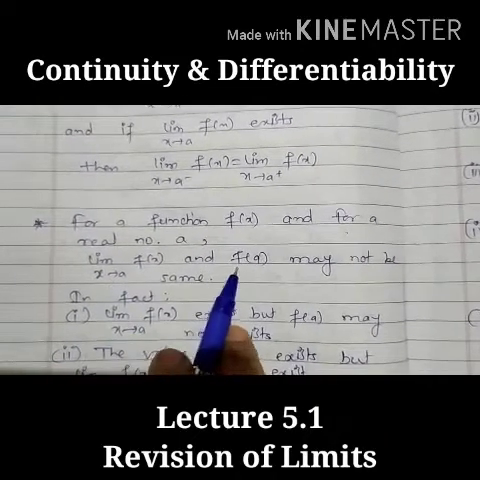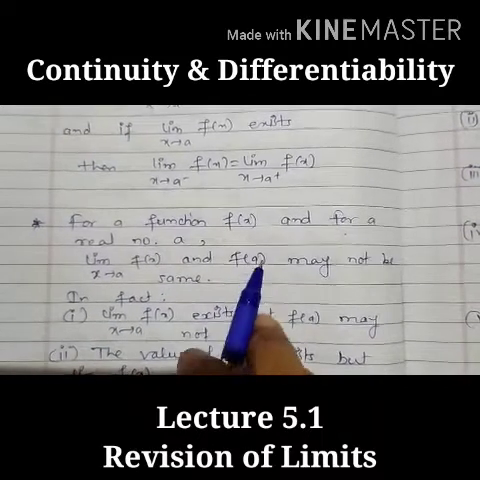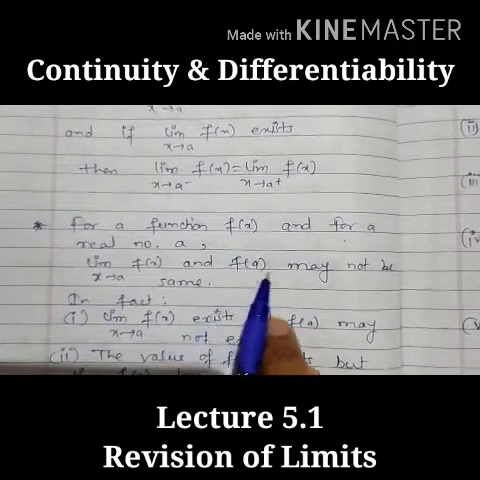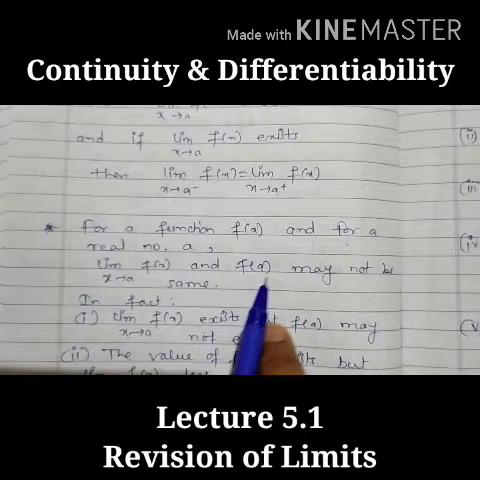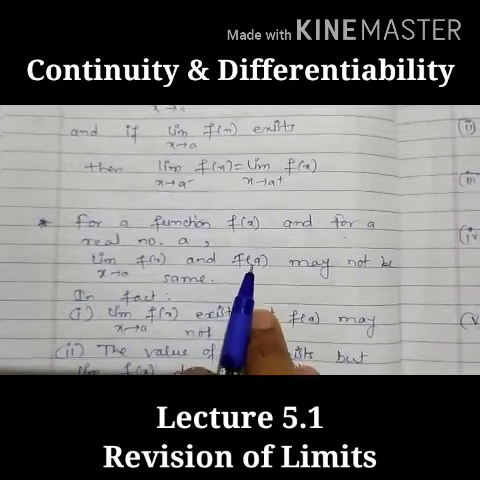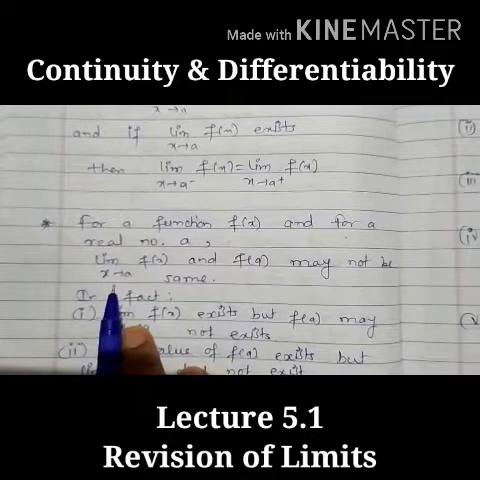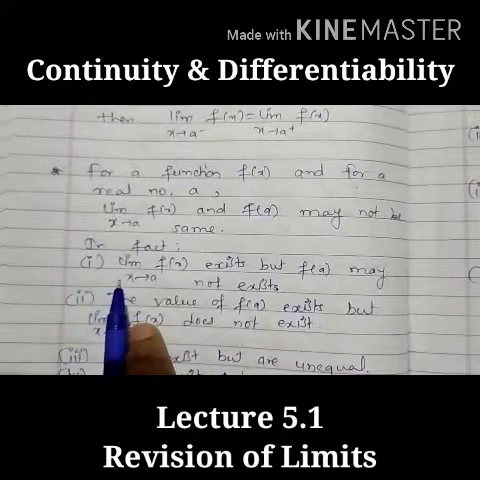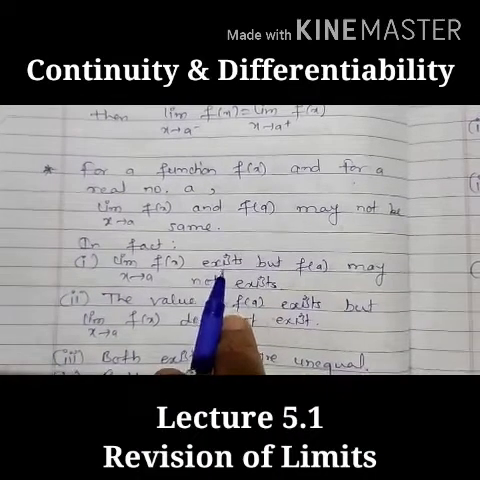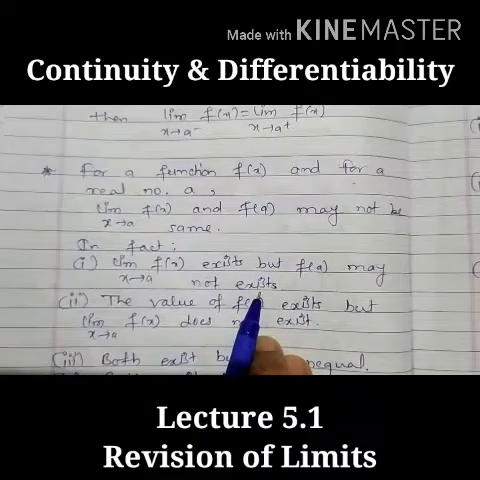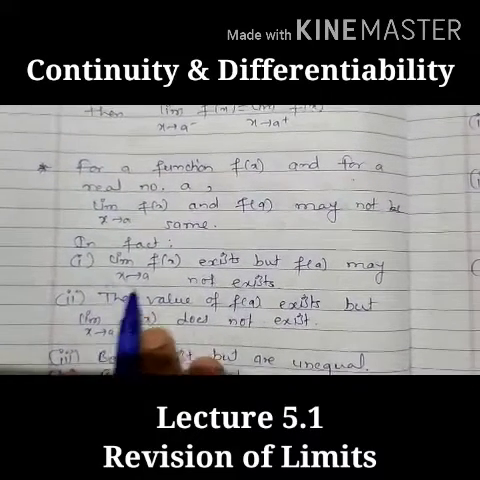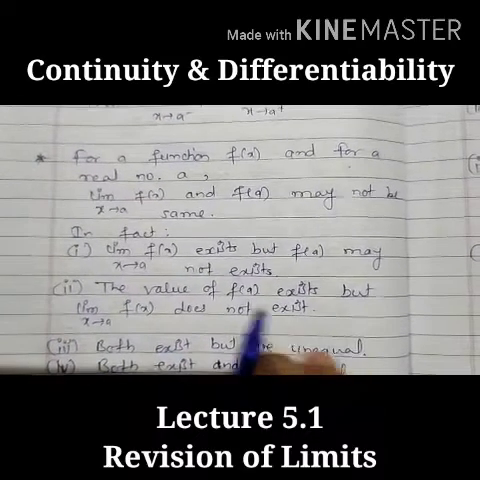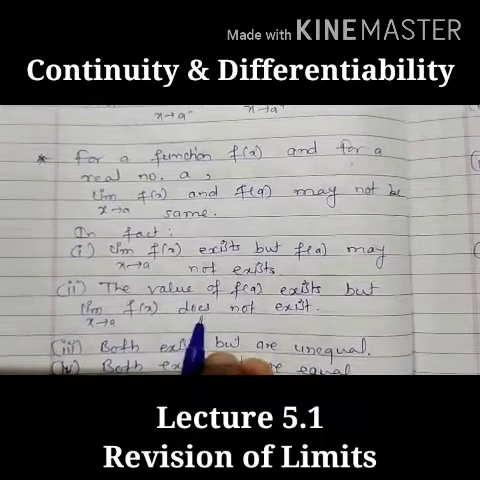Now, for a function f of x and for a real number a, limit as x tends to a f of x and f of a may not be same. Students, we know what is f of a? F of a is the value of the function at point x equal to a. So this value of a function at point x equals a and the limit as x tends to a f of x may not be same. In fact, limit as x tends to a f of x exists, but f of a may not exist. Many times this limit exists but f of a may not exist. Or the value of f of a exists, but limit as x tends to a f of x does not exist.